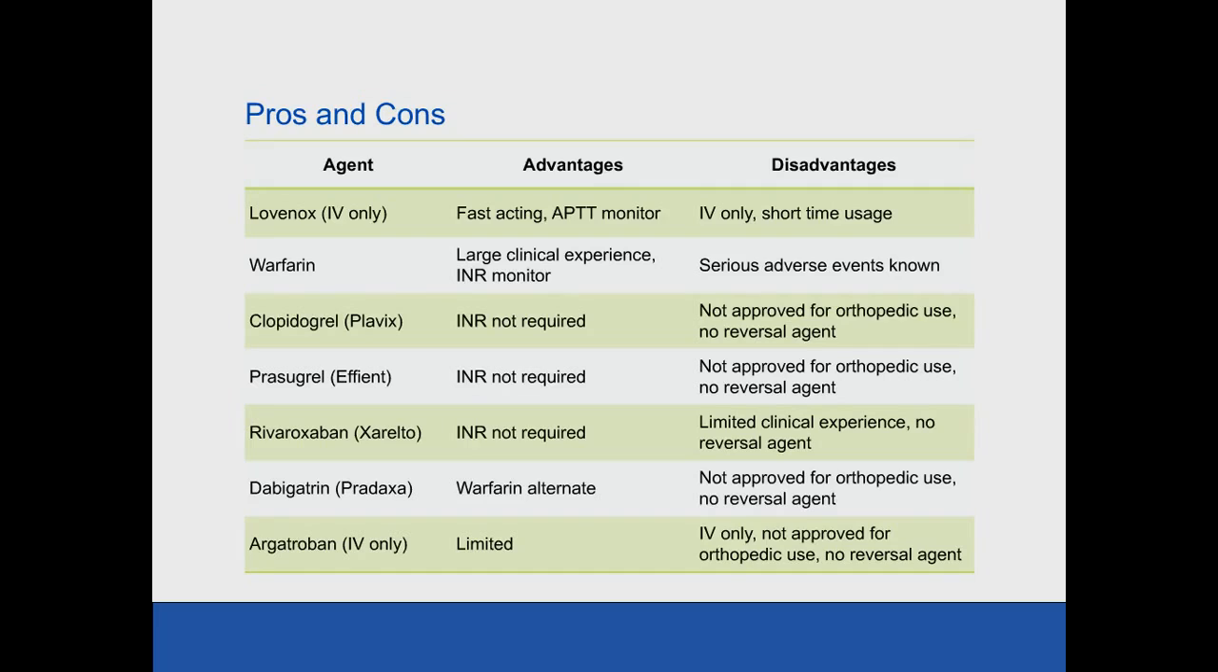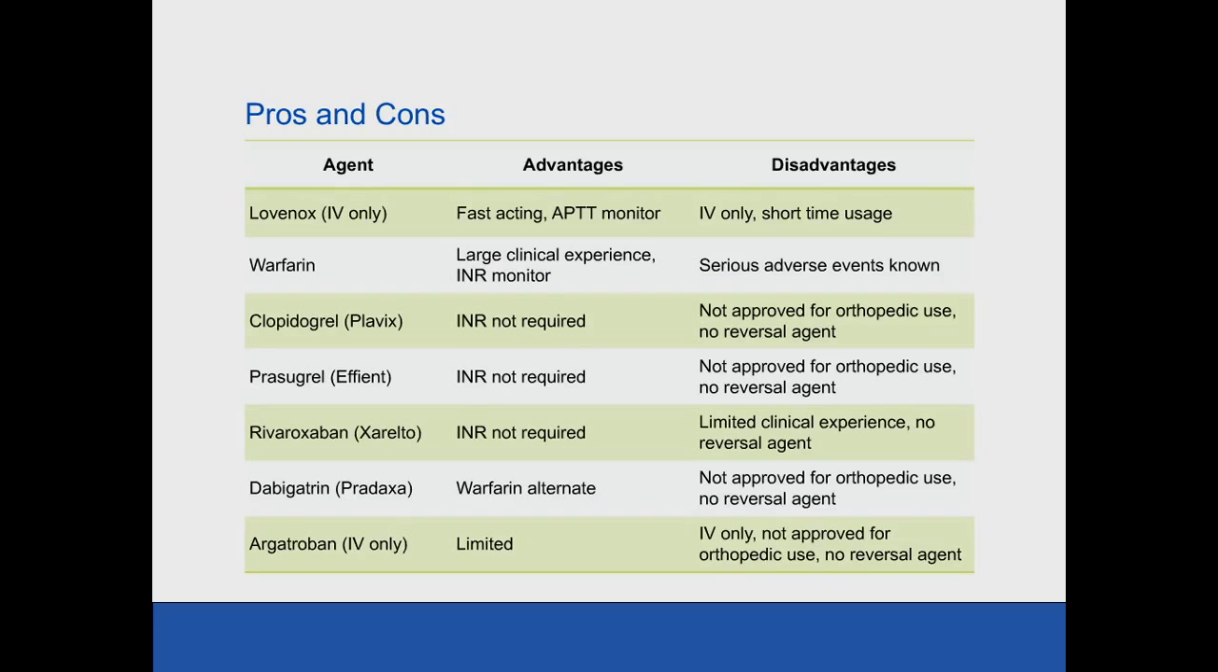Let's look at clopidogrel. The advantages, it does not require INR monitoring. The disadvantages, it's not approved for orthopedic use, and there is no reversal agent. So if a patient overdoses on clopidogrel, there's no intervention or no antidote to reverse the bleeding that might occur. Prasugrel, Efficient, INR is not required. That's the advantage. The disadvantage, it's not approved for orthopedic use. There's no reversal agent. Rivaroxaban or Xarelto, INR is not required. Disadvantage, limited clinical experience, and no reversal agent, although Rivaroxaban is starting to become a significant drug used in the market, and the clinical experience with that drug is growing very rapidly.